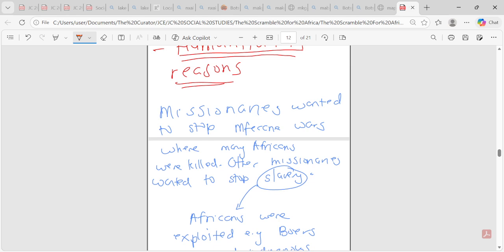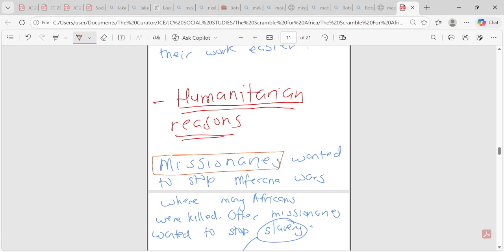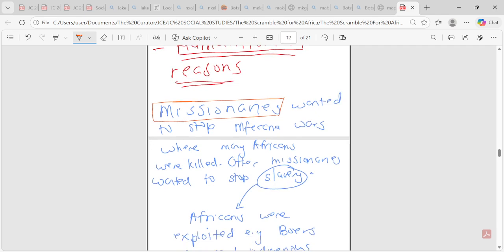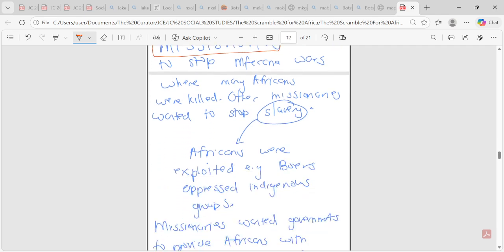So some of these missionaries were moved, they came from a good place here, they did it for humanitarian reasons, to offer relief. Africa was in a crisis because of these Mfecane wars, so they came in to offer relief from the Mfecane wars and to stop slavery.